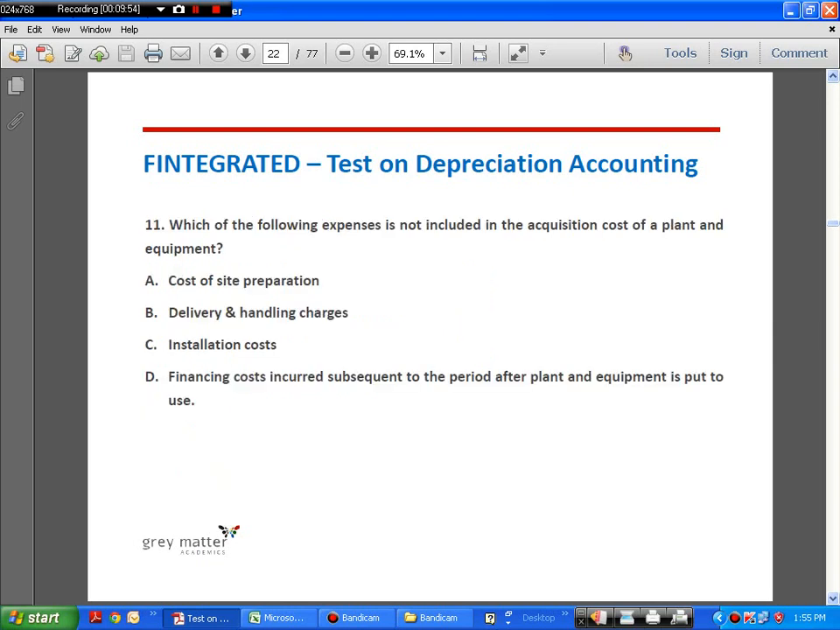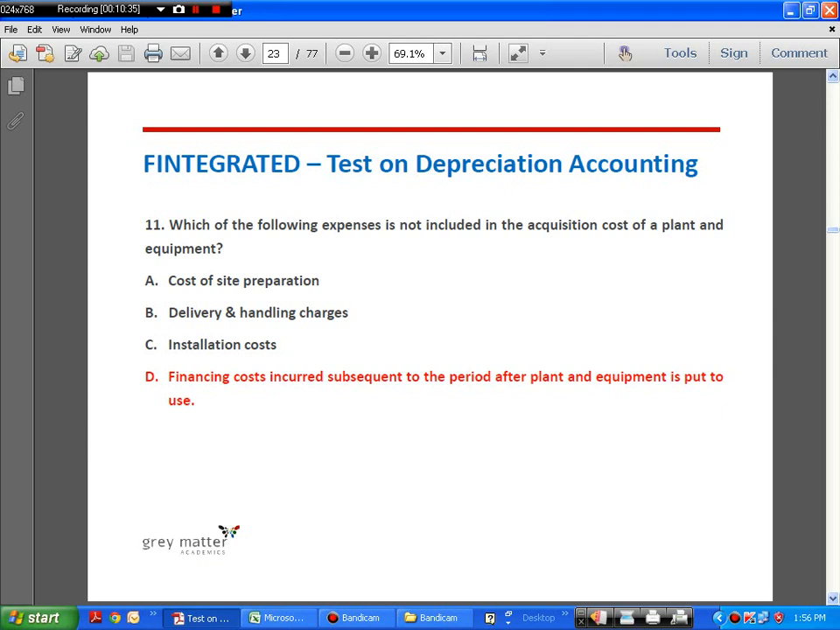Which of the following expenses is not included in the acquisition cost of a plant and equipment? Cost of site preparation, yes, it is included in the acquisition cost of plant and equipment. Delivery and handling charges, that is also to be included as part of cost. Installation costs, yes, it is a capital expenditure. Financing costs incurred subsequent to the period after plant and equipment is put to use, this is a revenue expenditure. But if financing costs are incurred up to the period the plant and equipment is put to use, that will be added to the cost of the asset. So in this problem, answer is D.